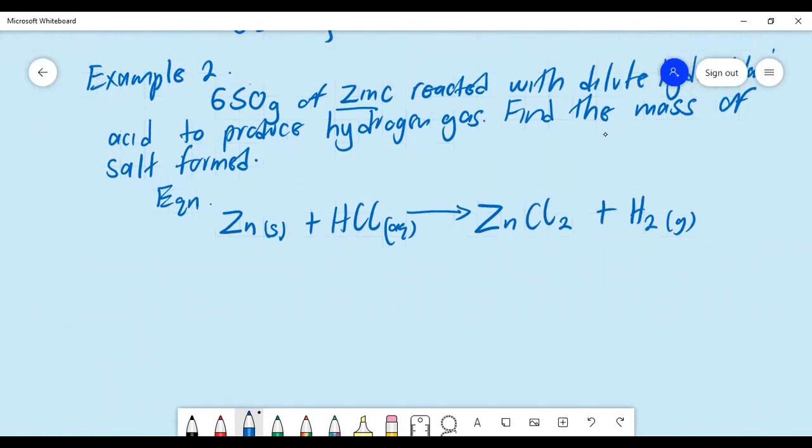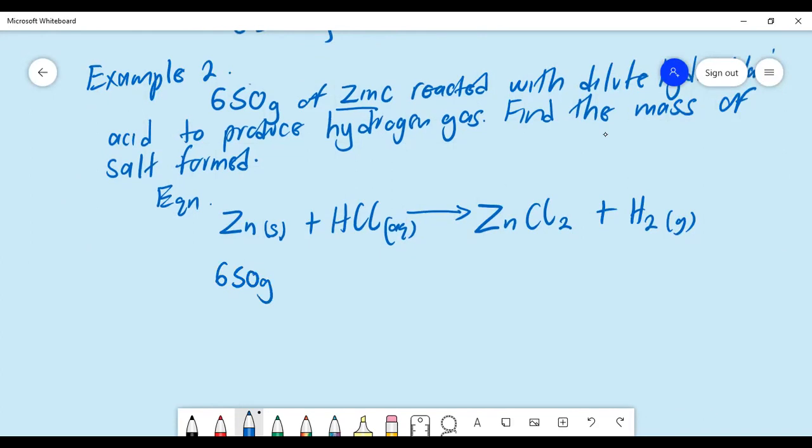Now, from the question, what are we finding? The mass of the salt formed. So 650 g of zinc reacted with the dilute hydrochloric acid to produce hydrogen gas. So that means the mass here is 650 g of zinc.